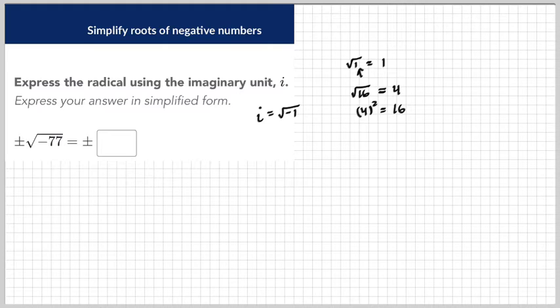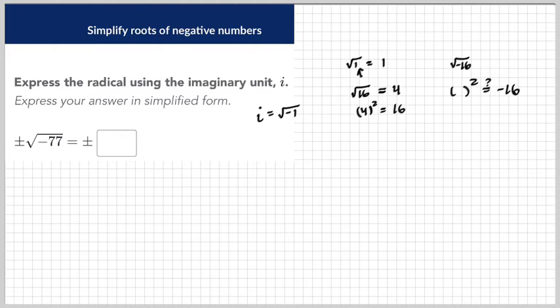So how would you take the square root of negative 16? Is there anything that you can square that will give you a negative 16? No. There's no real number that you can square to give you negative 16. You can, however, square an imaginary number and get it.